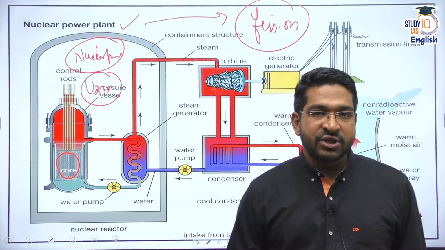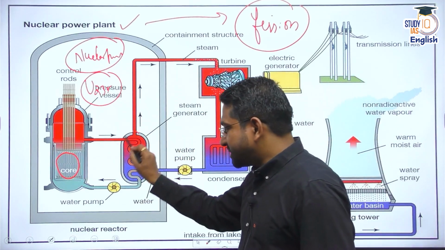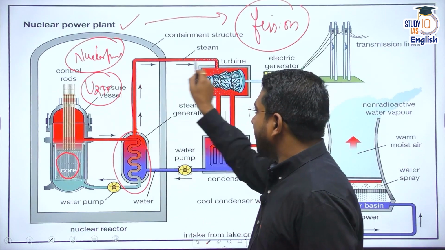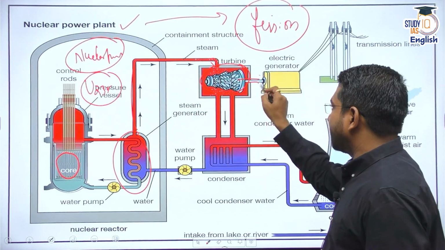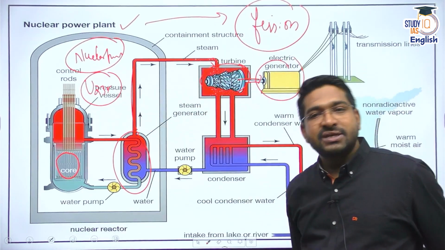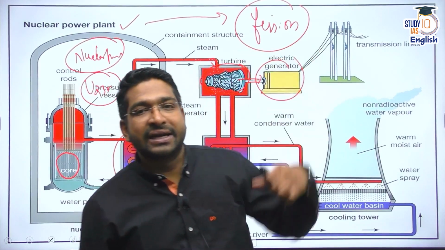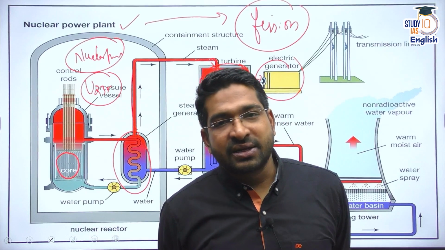Because of this nuclear fission, we extract heat out of this. Using this heat, we transform water into steam. I use this steam to run the turbine. This turbine rotor generates the electricity, and the same can be connected with the grid. That's the basic idea of nuclear power plant.